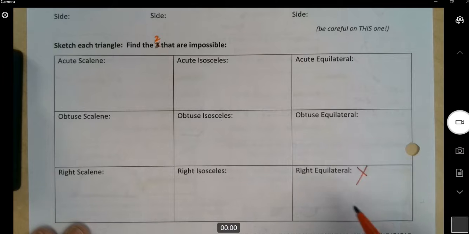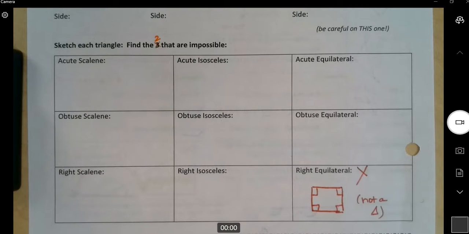Did you hear what she said? If I had a right equilateral, as soon as I go to make all of my angles right angles, I've got myself a square, and that is not a triangle. Nice thinking. Next one, James, what do you know?